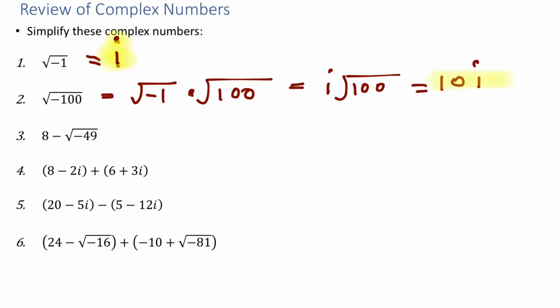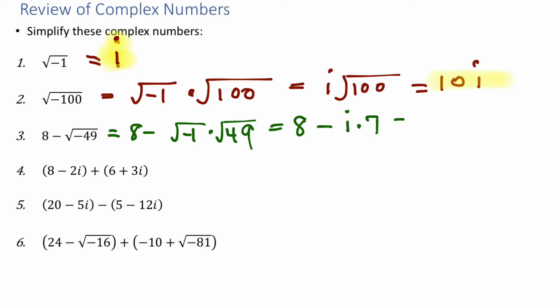Okay, looking at the next one, I have 8 minus the square root of -49. So this is your imaginary part here. So we'll write this as 8 minus the square root of -1 times the square root of 49, which is equal to 8 minus i times the square root of 49, which is 7. So this is going to be equal to the real part 8 minus the imaginary part 7i.